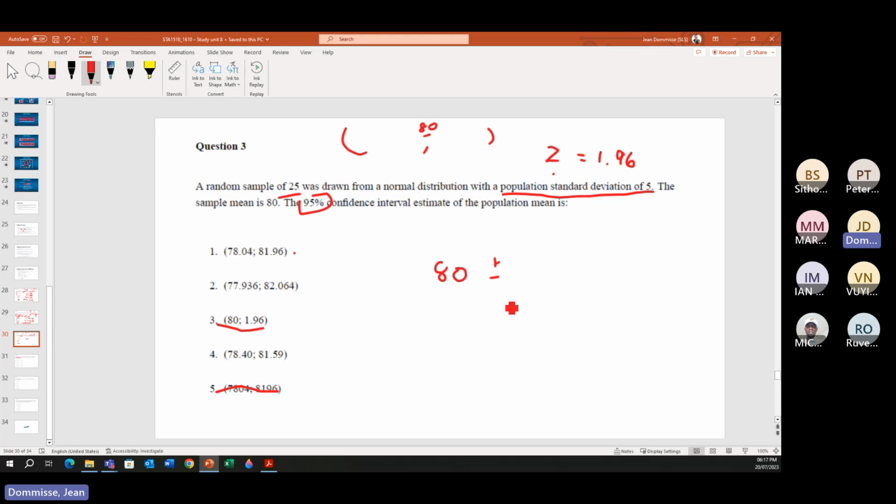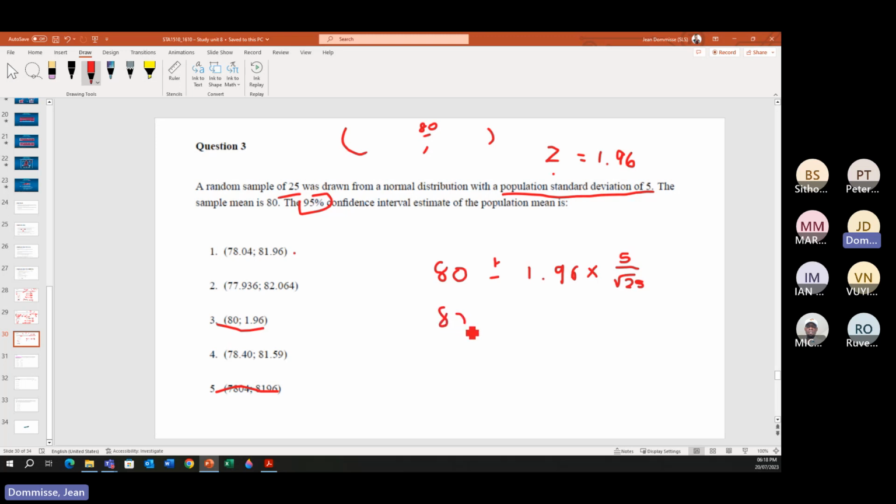Okay, so what we then need to work with is what is your Z times standard deviation. They tell us it's 5, divided by the square root of n, which is divided by the square root of 25. So that will turn into 5. So 5 divided by 5 will be 1.